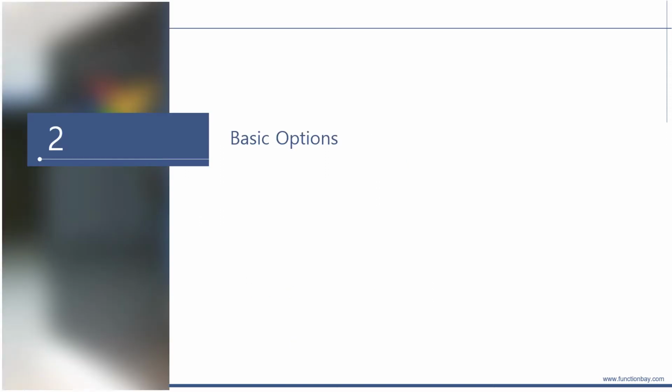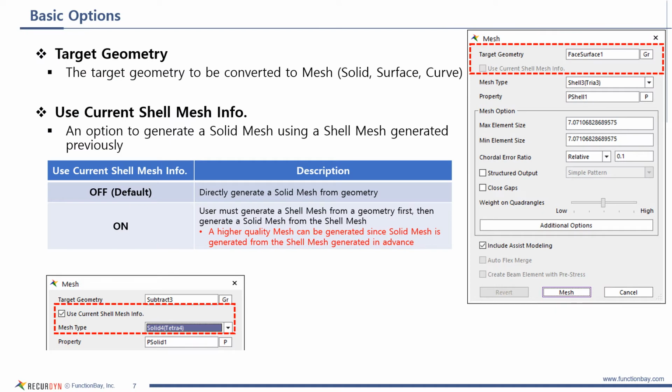Now, I will explain the basic options of RecurDyn's AutoMesh. This is the dialog box for AutoMesh. This opens when you start AutoMesh. At the top is the target geometry. This is the geometry that is going to be meshed. You can select a curve, a surface, or a solid.